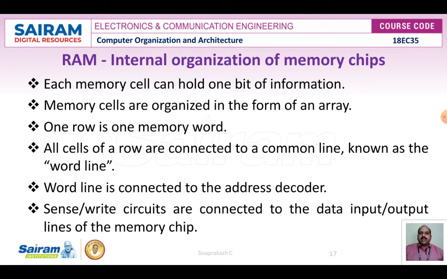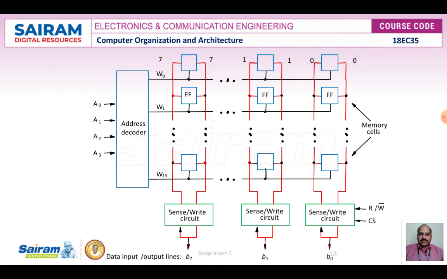Let us see the internal architecture of the memory chip, RAM, random access memory. Memory cells are usually organized in the form of an array in which each cell is capable of storing one bit of information. A possible structure is given in the next slide. I'll explain that to you. Each row of cells constitutes a memory word. If you see this figure, you can come to understand that.